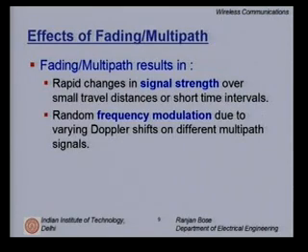Random frequency modulation occurs due to varying Doppler shifts on different multipath signals. We will talk about Doppler shifts in the subsequent slides. But what is important is that you have random frequency modulation. Not only the amplitude, but also the frequency, the carrier frequency drifts.